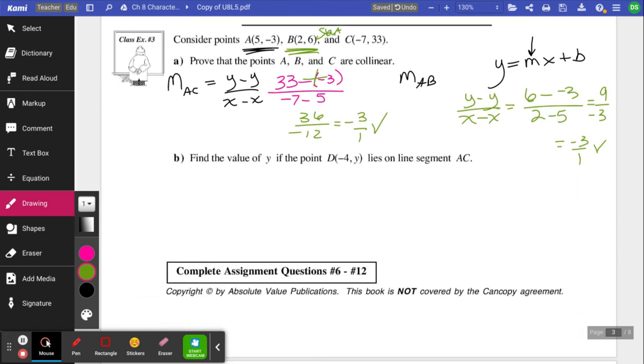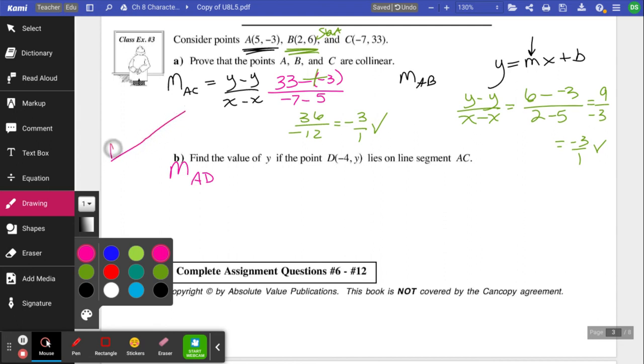So don't you think we could find the slope of AD? And wouldn't it be true that if the slope of AD was negative 3 over 1, then it would work? It would be on the line? Right? So you've got this line segment, A, B, C. If I pick a little point D, if I found A to D and it turned out to be the same slope of A to B, I'd be good. True? Nope. Because from A to B goes this way.